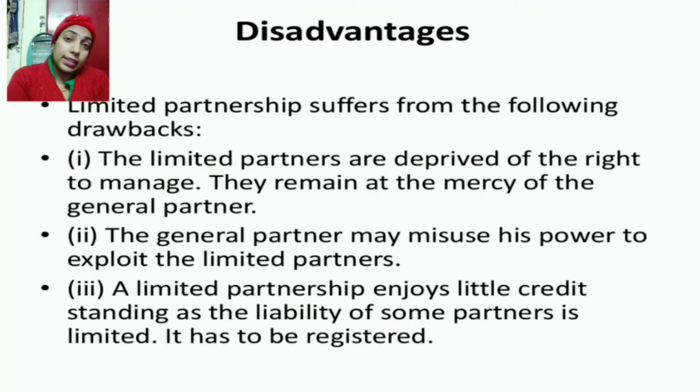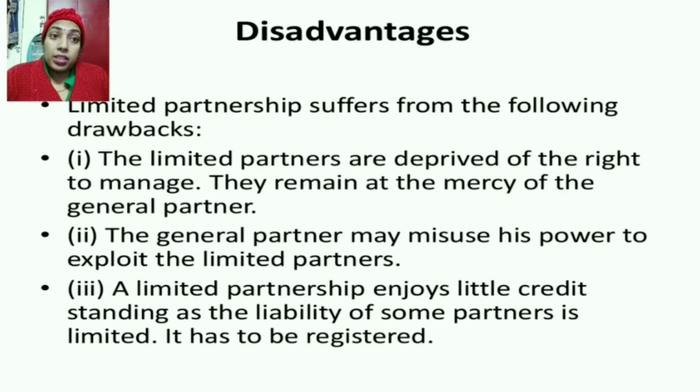What are these disadvantages? Let's see. First of all, the limited partners are deprived of the right to manage. They remain at the mercy of the general partners. These limited partners cannot participate in the management of the firm, and whatever decision the general partner takes, they have to abide by that.